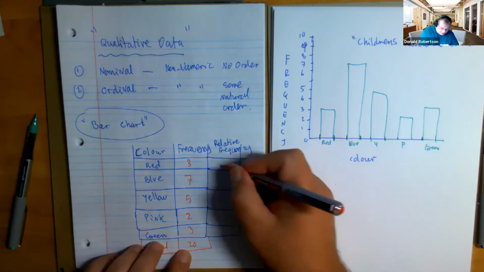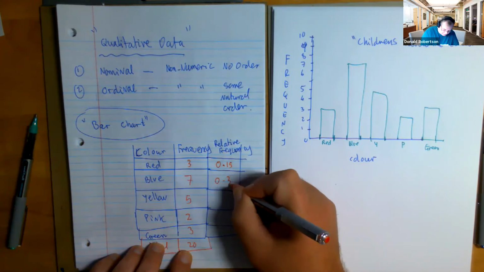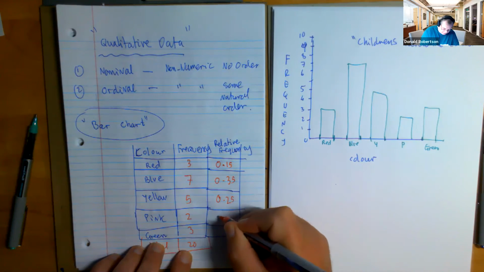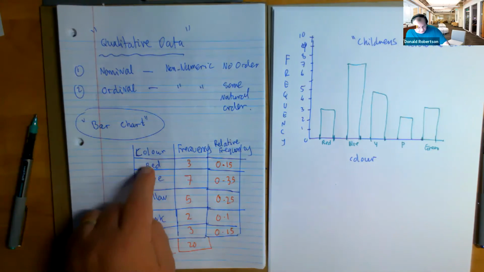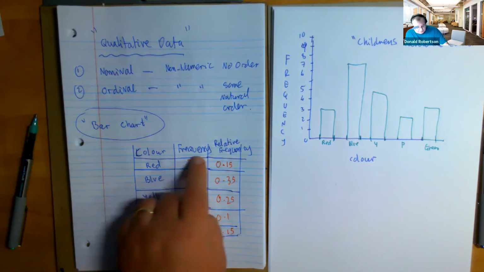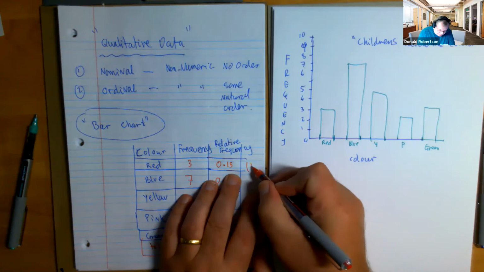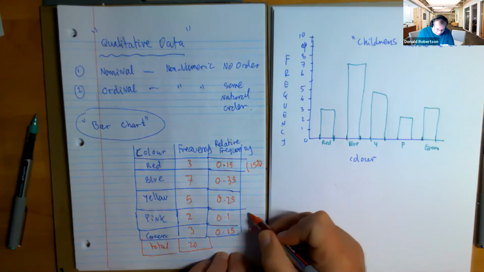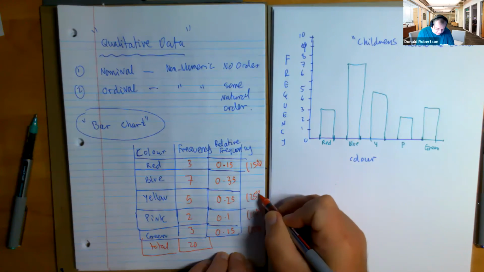So 3 out of 20 comes out as 0.15. 7 out of 20 becomes 0.35. 5 out of 20 is 0.25. 2 out of 20 is 0.1, and finishing with 0.15. You sometimes find that these frequency tables can also have relative frequencies attached to them. And at the same time, couldn't you also turn these into percentages? Because sometimes relative frequencies are given as percentages.